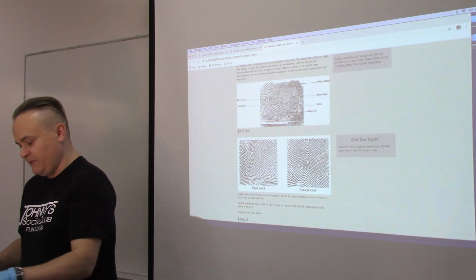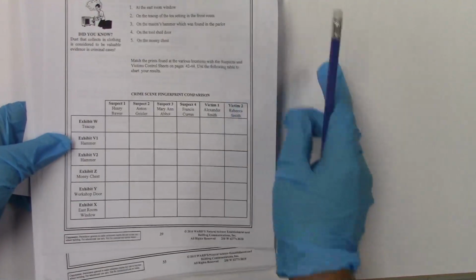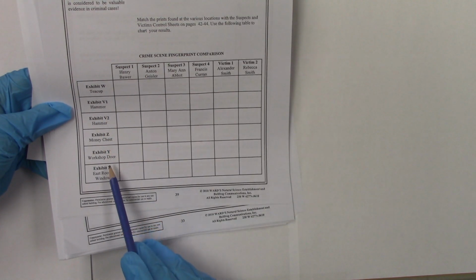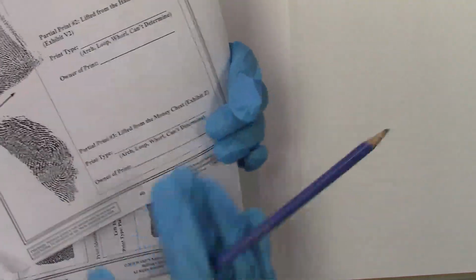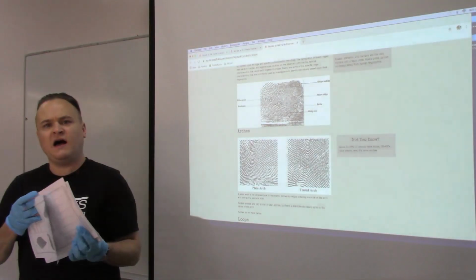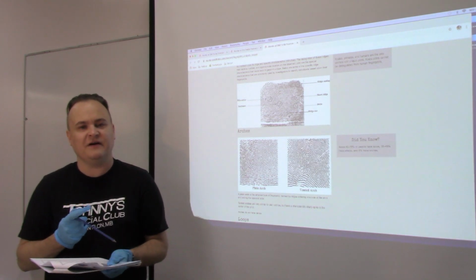What you do have to worry about is down here. You're going to have to go through the teacup, the hammer, the money chest, the door, and the window, and they're all provided in the book on the next pages. Also, if you look on the online lab, you have to do the control group by yourself. You have to go through every print and identify the control group.